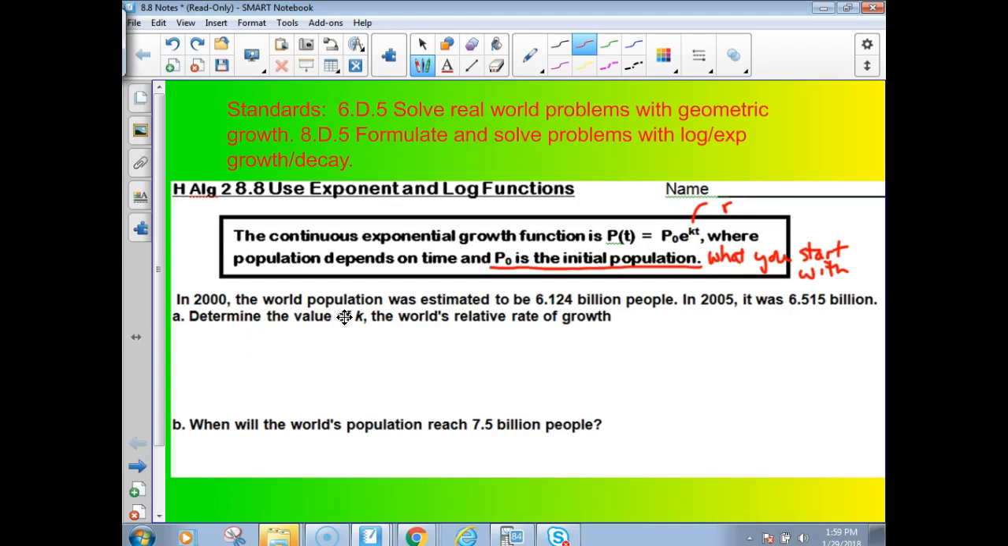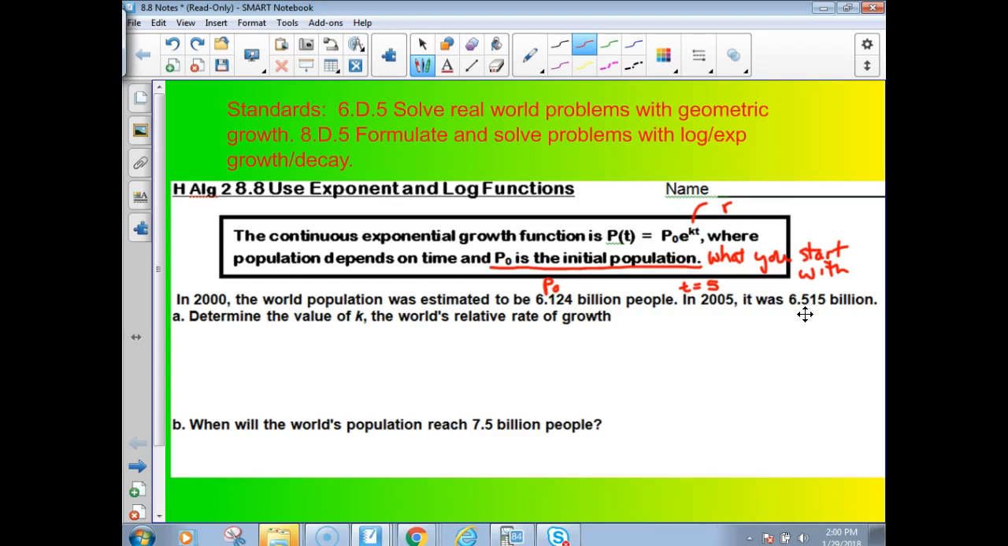In 2000, the world population was estimated to be 6.124 billion people. This is going to be your initial value, P sub 0. And then they give you a scenario, and it says in 2005, it was 6.515 billion. We are no longer in the same situation. So how much time has passed? All right, so 5 years. So we're going to use a T of 5. I'm just showing you how to pick apart the word problem. Now, where is this 6.515 billion going to be if that's P sub 0?